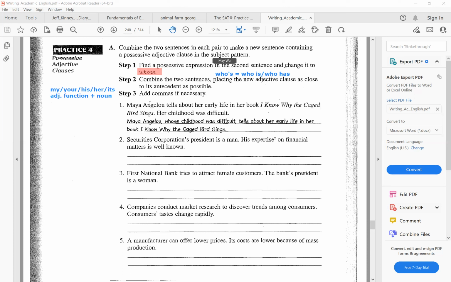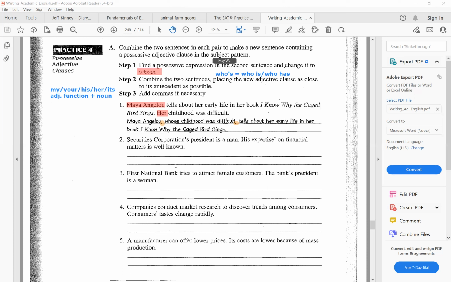So looking at the first example, Maya Angelou tells about her early life in her book, I Know Why the Caged Bird Sings. Her childhood, the her is referring to Maya Angelou's childhood, was difficult. So we know the first sentence is our main idea, so it needs to stay our independent clause. So we change the second sentence, whose childhood was difficult, to our adjective clause. And the reason why it is non-restrictive is because Maya Angelou is a proper noun. So even without the adjective clause, you know who we're talking about.